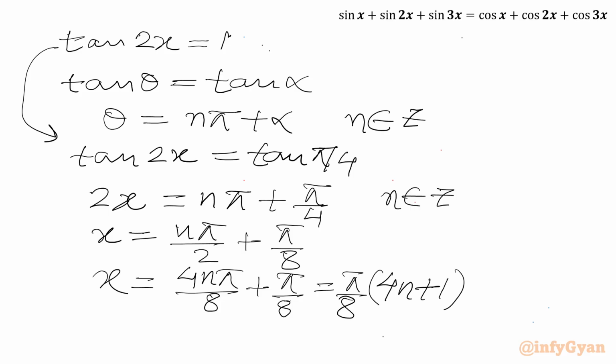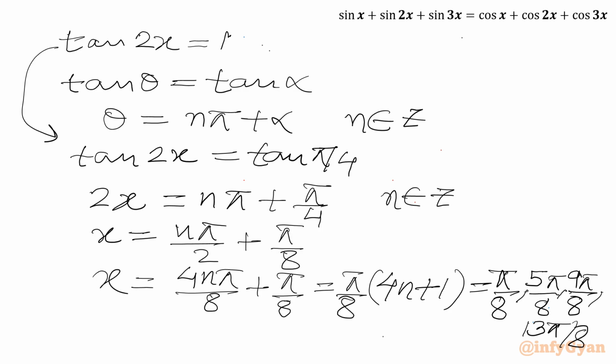Now if I plug in n equal to 0, then we will get pi over 8. If I apply n equal to 1, then it will be 5 pi over 8, which is in the interval 0 to 2 pi. N equal to 2, then I can write 9 pi over 8. N equal to 3, then 13 pi over 8. And when I put n equal to 4, it gives us 17 pi over 8, which is more than 2 pi. So we get these 4 solutions. We will cross check using the graph also.